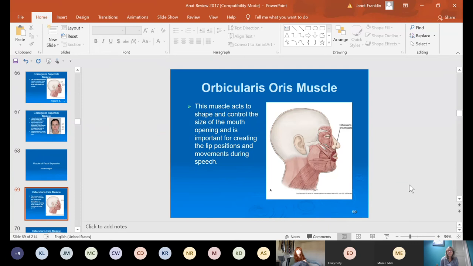Then we're going to look at the mouth region. You have orbicularis oris. Again, orbicularis oris circles or orbits the oris, or the mouth. This muscle acts to shape and control the size of the mouth opening and is important for creating the lip positions and movements during speech. So everybody, if you pucker your lips, that's your orbicularis oris muscle. When you think of the orbicularis oris, think of sucking through a straw or people who smoke. You're going to kind of purse your lips around something.